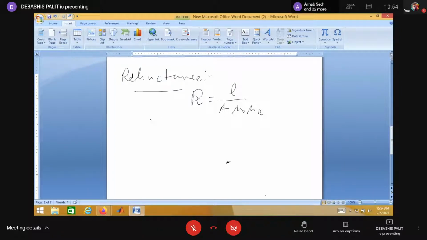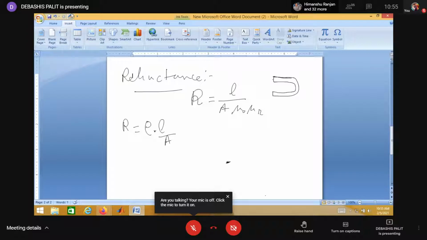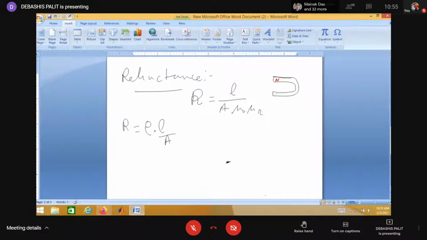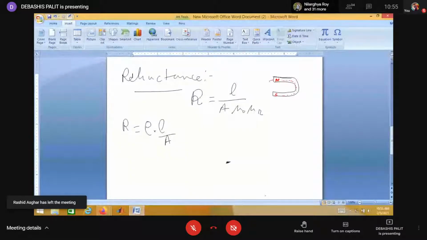One difference between them: the resistance is equal to rho into L by A. Current always flows through a conductive path, but flux can flow in air also, if there is a U-shaped magnet. Flux originates from the N pole and terminates at the S pole, so some part of the path has air also.